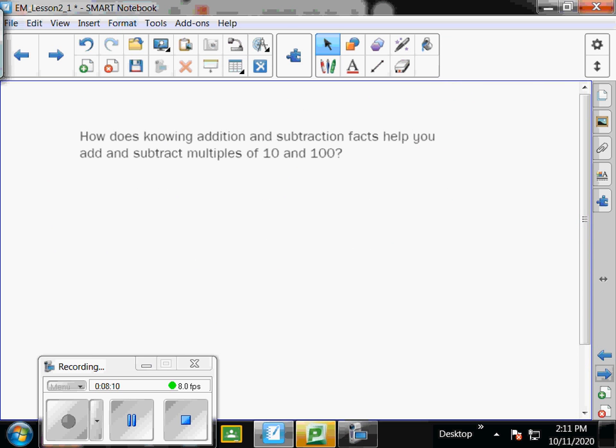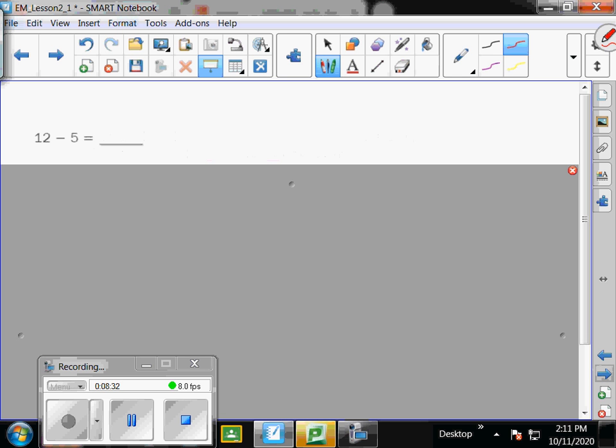So now just think about, how does knowing addition and subtraction facts help you add and subtract multiples of 10 and 100? If we're only adding multiples of 10 and 100, meaning the numbers just simply end in a 0 or end in 2 zeros, then all we have to do is tack on that 0 or those 2 zeros. All right, so let's try another problem.